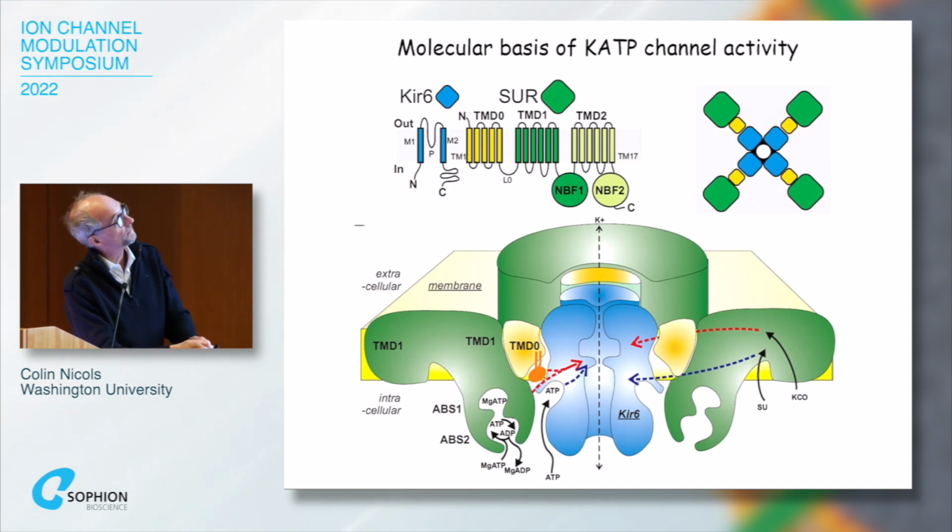So the channel is octameric. And so there's 4 KIR6 subunits, each associated with a sulfonylurea receptor. And the key regulatory elements which you need to keep in mind for what I'm going to tell you is that ATP inhibits the channel by binding to a site located on the KIR6 subunit. So there's 4 of them on each channel, and this closes the gate that's classically located at the inner helix bundle. And the sulfonylurea receptors have 2 nucleotide binding folds which generate 2 ATP binding sites in each subunit, one of which appears to be degenerate and simply binds magnesium ATP.